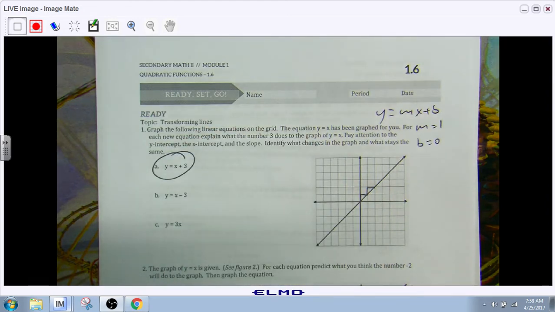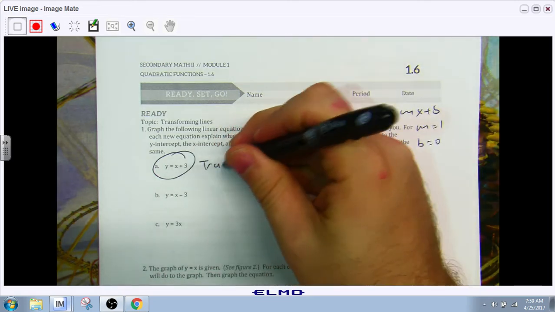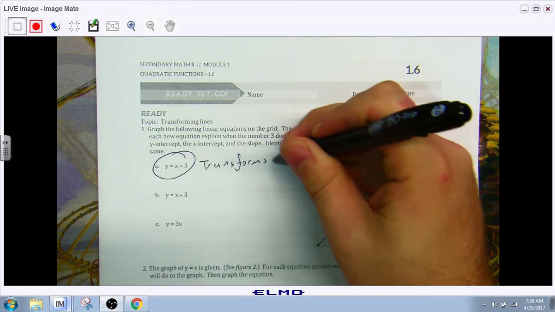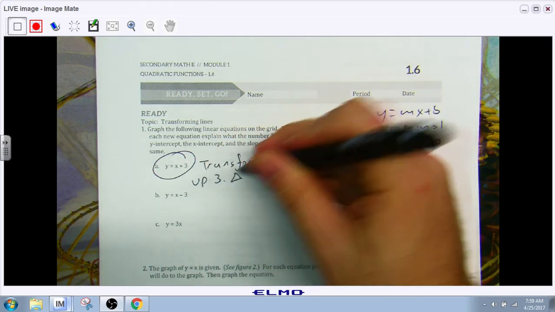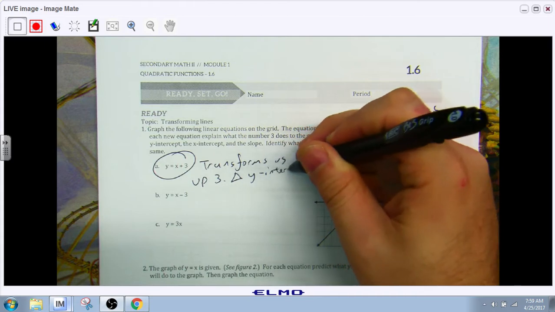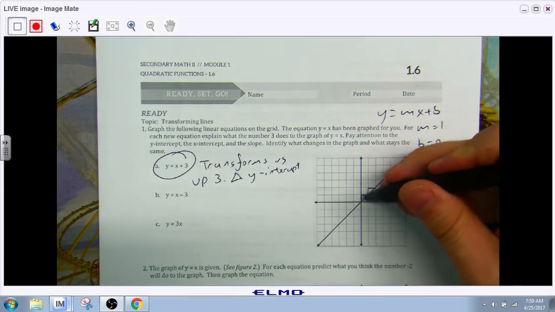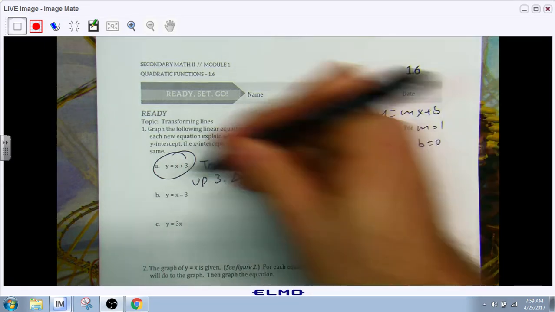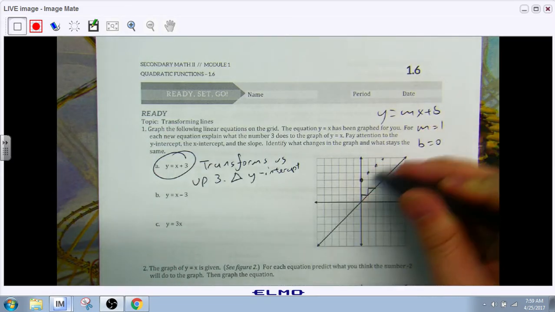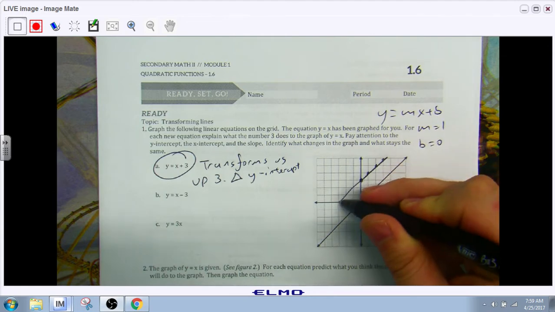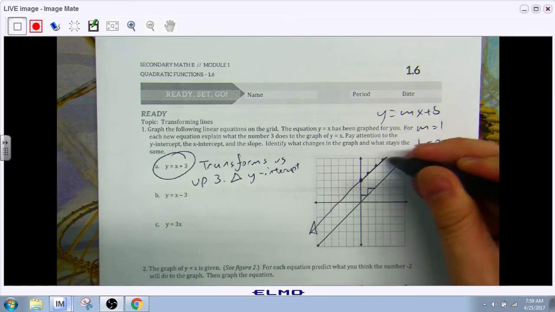When we're adding 3 after the x, what does that do? Well, what that does is this transforms us up. It changes our y-intercept, right? So when I go up by 3, 1, 2, 3, and then my slope is 1, up 1 over 1, up 1 over 1, like thus. So this is line A.